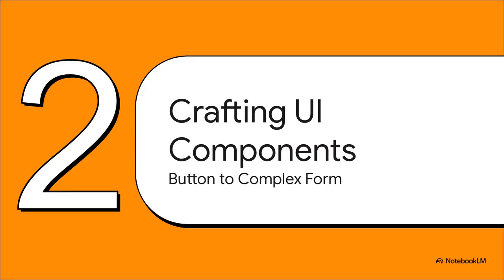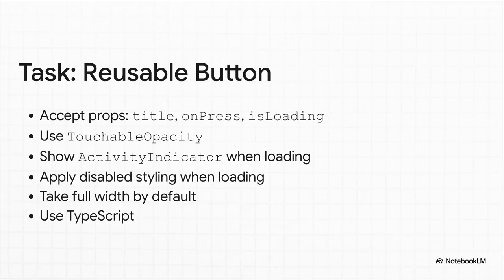All right, enough theory. Let's start building stuff. We're going to begin with the visual building blocks of pretty much any app, the UI components. We'll start with something everyone knows and then really ramp up the complexity. Every single app needs a good button, but we don't want just any old button, right? We want a reusable one that's smart.